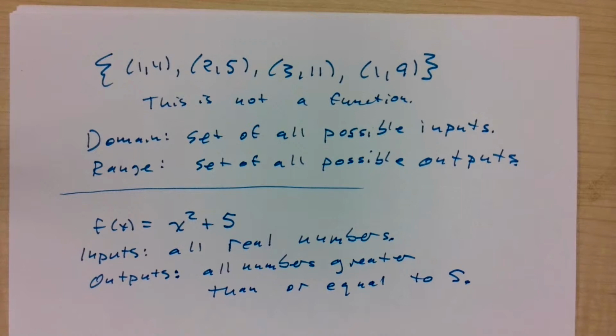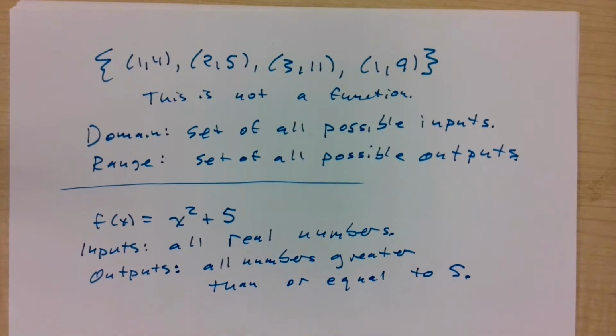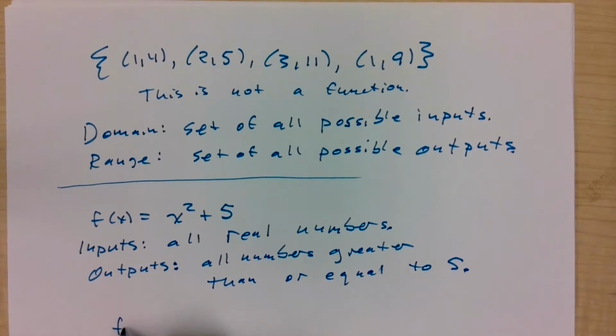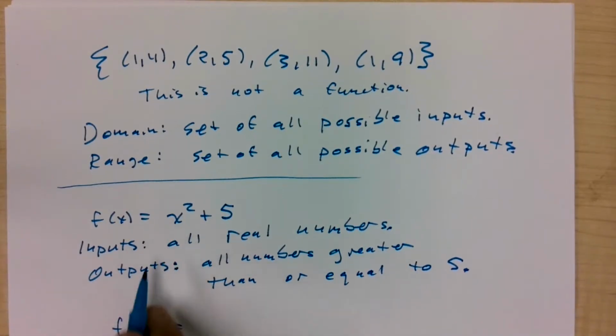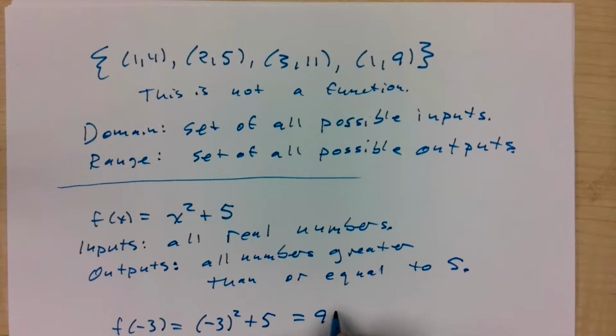We could plug in some values. I could ask a question, for example, like what is f of -3? You're plugging in the -3 for x. So where I saw an x before, I'm going to plug a -3 in parentheses. -3 squared plus 5, 9 plus 5, 14. And again, 14 is a number bigger than or equal to 5.